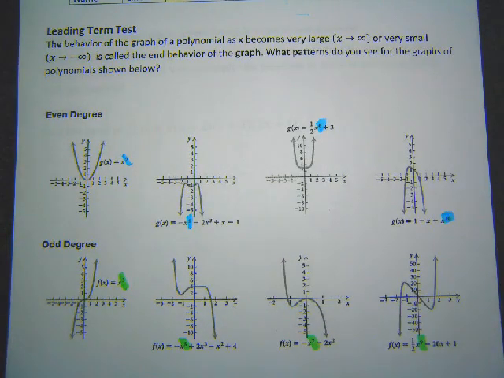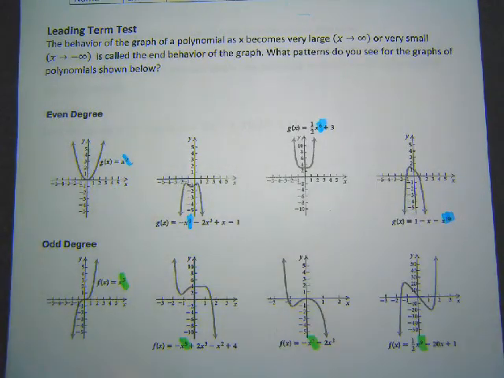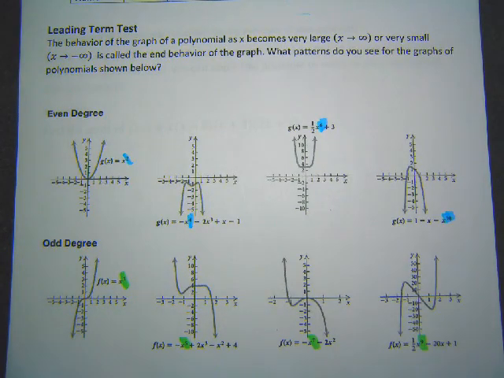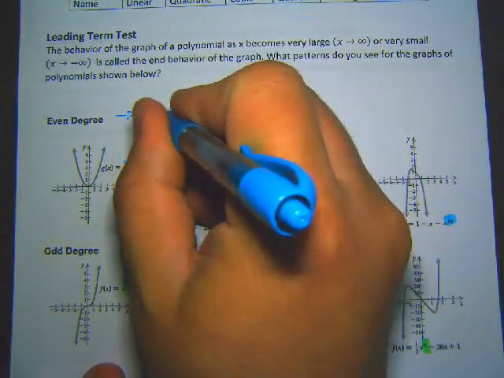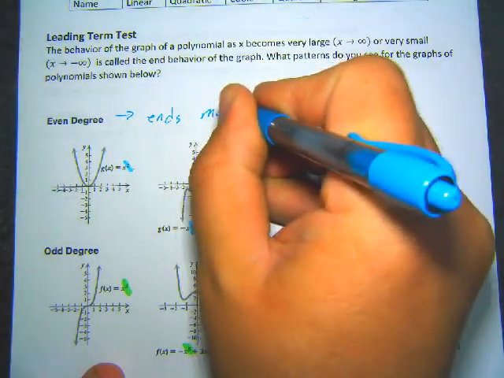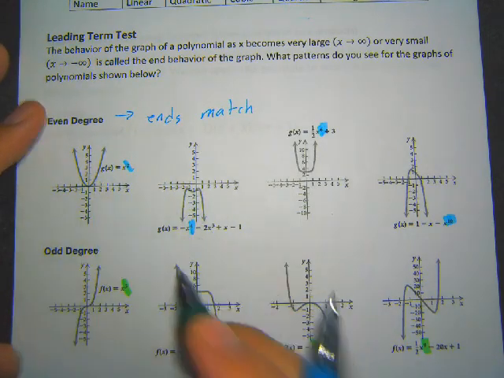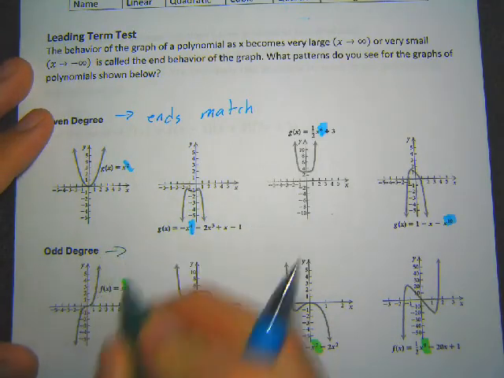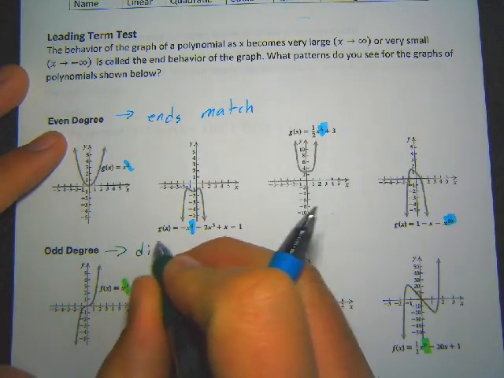Well, the big difference is the even degree versus the odd degree. The ends of the even ones always match, right? Versus the odd, you can see on the odd ones, the ends are always going different directions. So if you have an even degree polynomial, the ends match. That's always going to happen. If it's x to the 8th, x to the 10th, x to the 200, no matter what it is, if it's an even number, the ends are going to go the same direction, whether they both go up or both go down. Odd degree, they're always going to go different directions. They're not going to go the same. So, different directions.